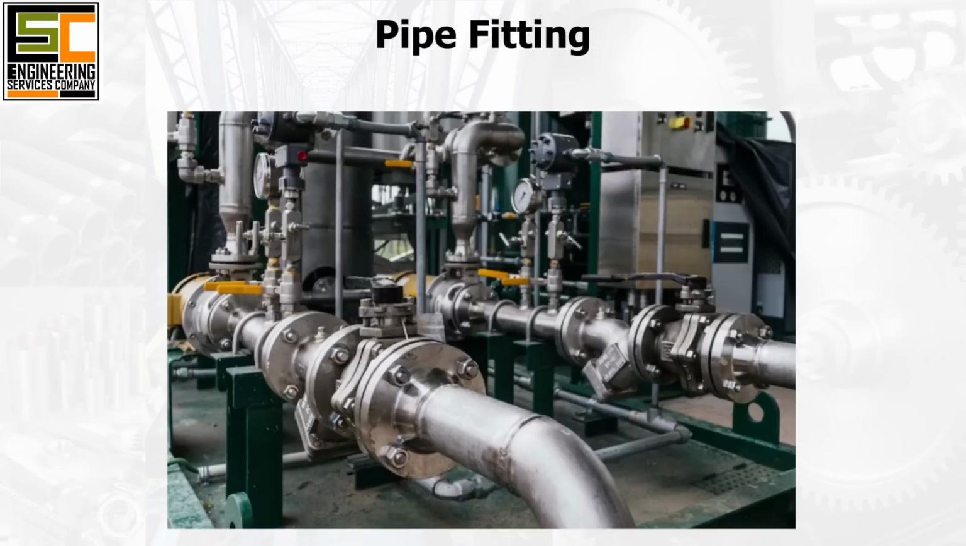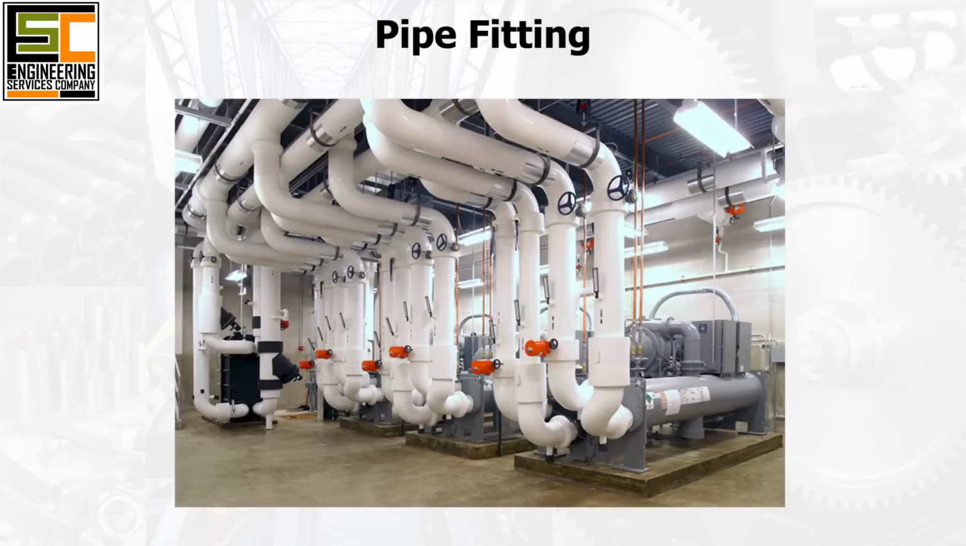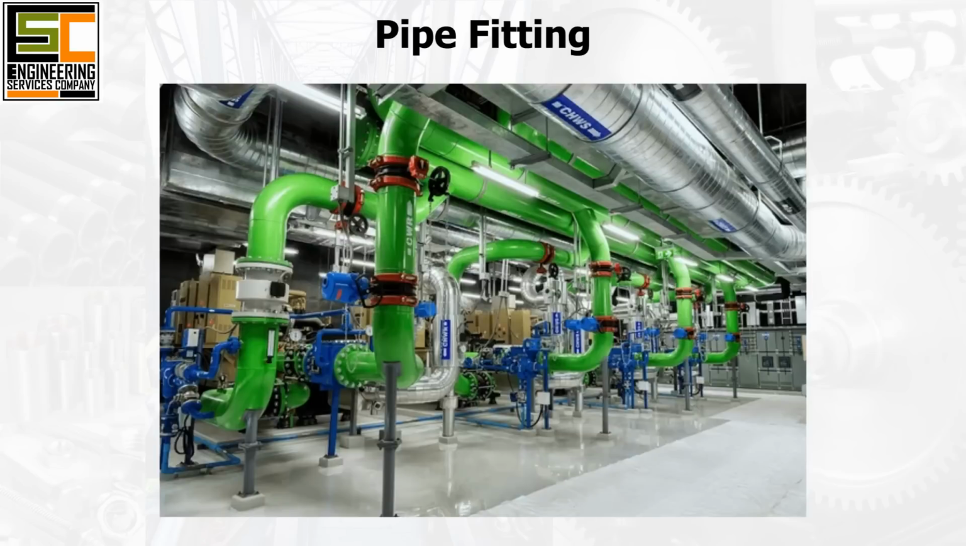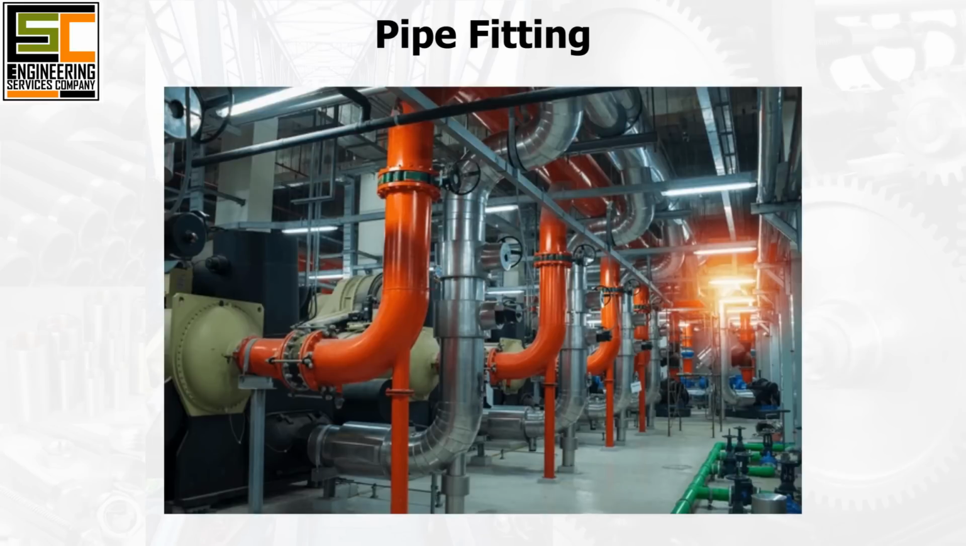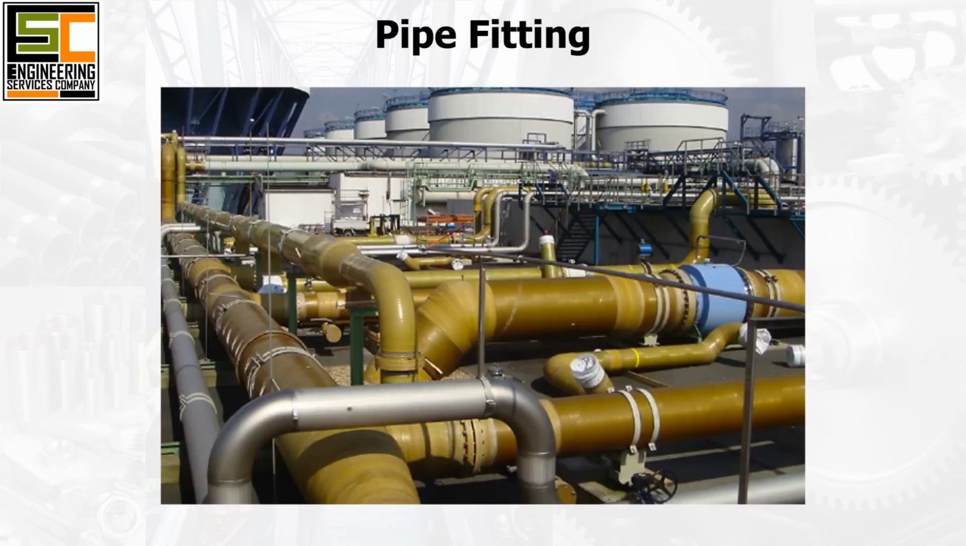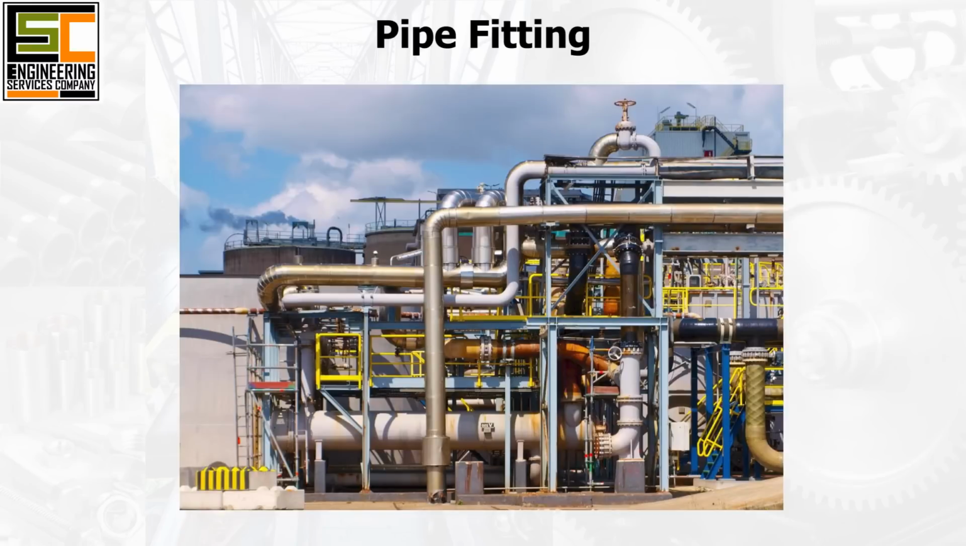Pipe fittings. Pipe fittings are components used to connect, terminate, or redirect pipes or tubing sections in a piping system. They come in various shapes, sizes, and materials to accommodate different piping requirements and applications. Here are some common types of pipe fittings.